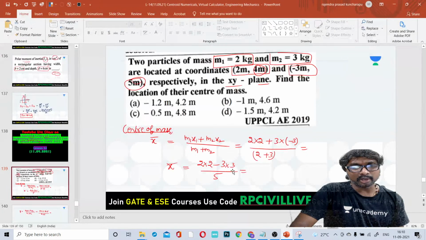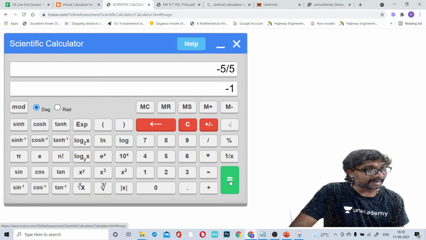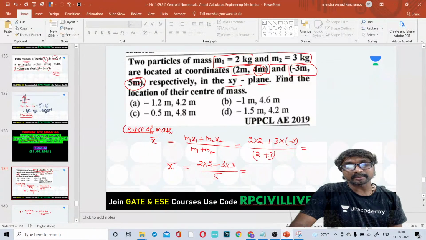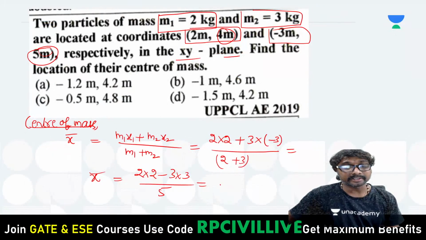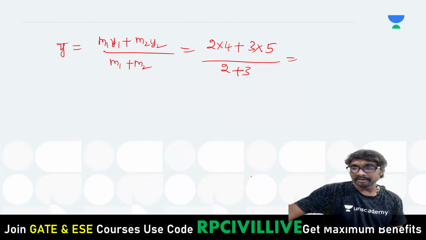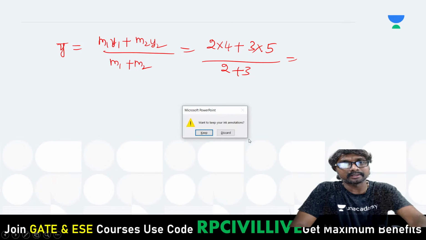Minus 5 divided by 5. Divided by 5, what value are you getting? Minus 1. So x bar is equal to minus 1 meters. Now y bar is 2 into 4 plus 3 into 5 divided by 2 plus 3.